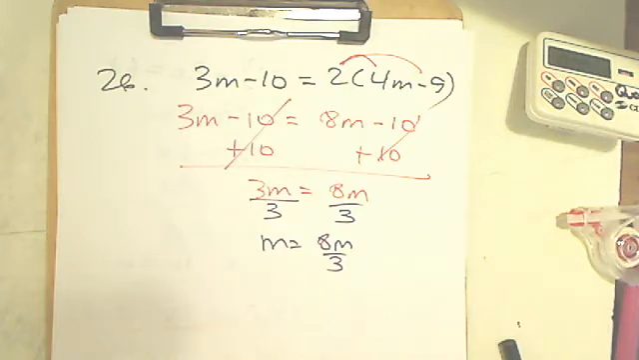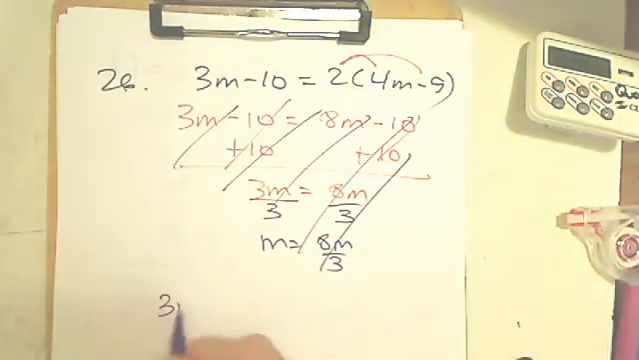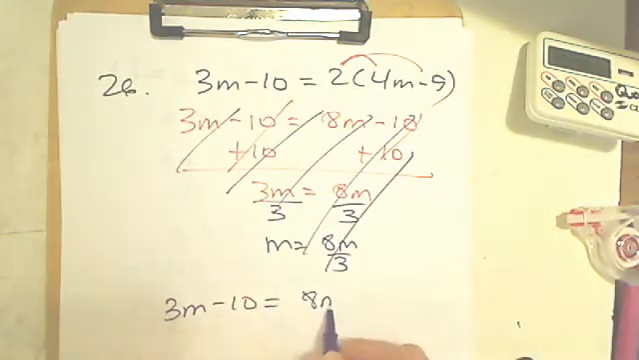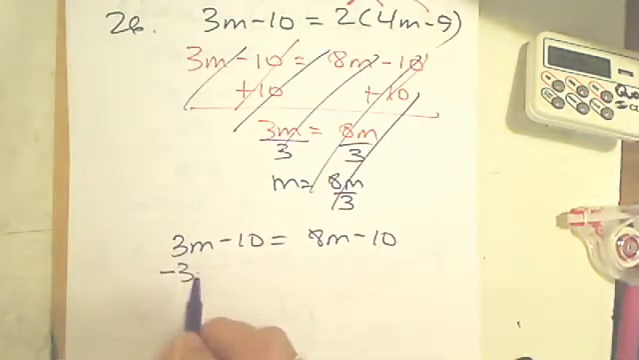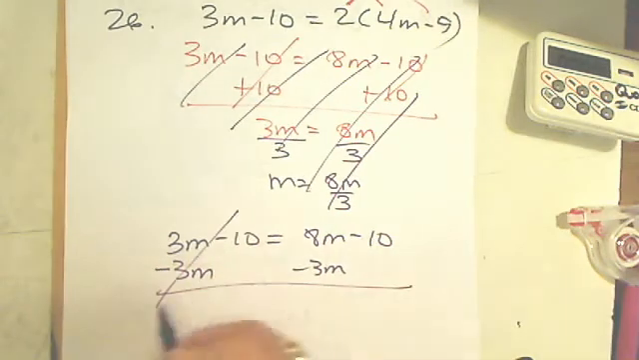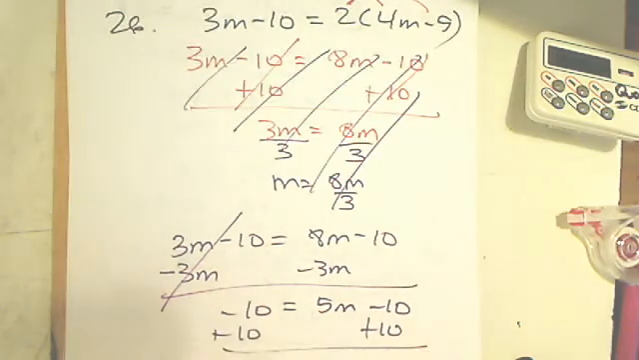Something, we didn't do that. What'd you do instead? I subtracted 3. Okay. So you did 3m minus 10 equals 8m minus 10. So you took away 3m? Yeah. Okay. So you have negative 10 equals 5m minus 10. And then you add 10 to both sides.